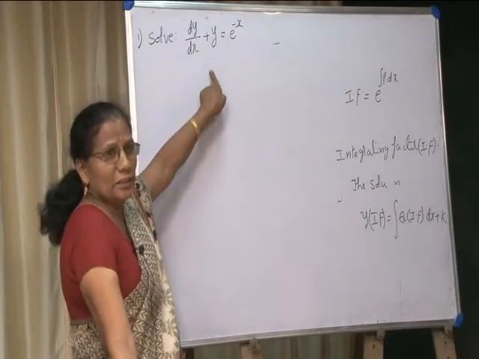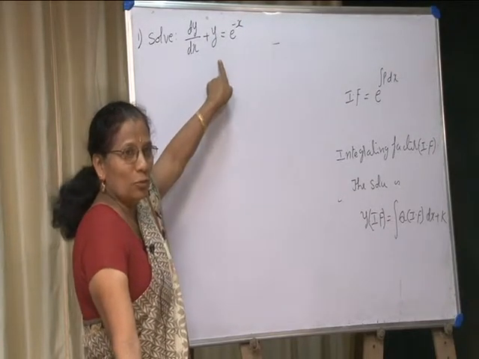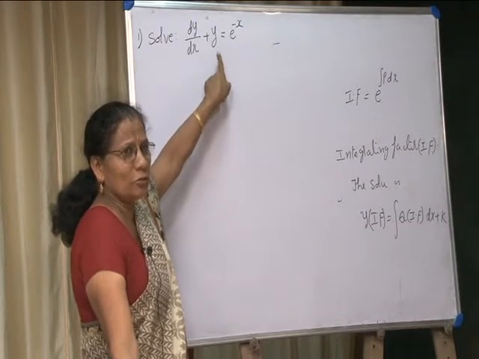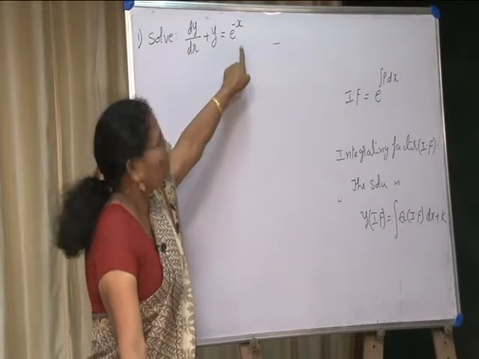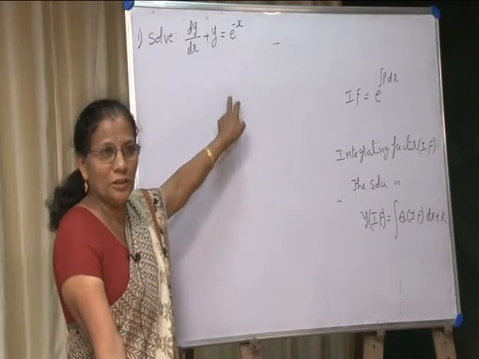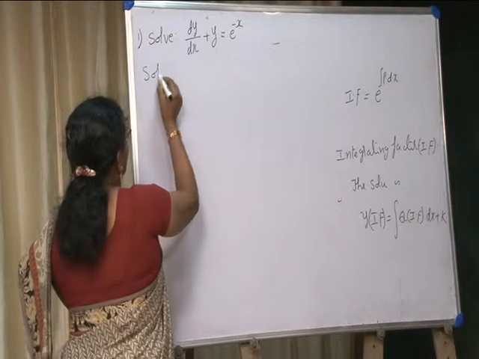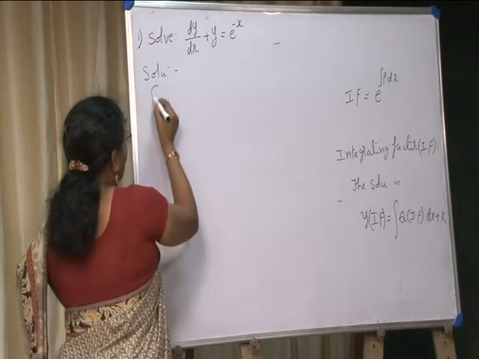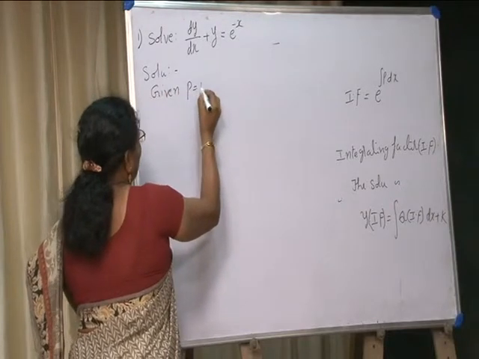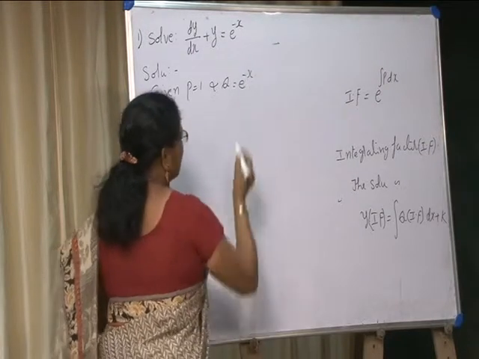Whether it is a linear equation or not, first you see that. dy by dx plus 1 into y, 1 means x to the power of 0. So p is equal to 1 and q is equal to e to the power of minus x. So it is a linear equation in y. Solution, given p is equal to 1 and q is equal to e to the power of minus x.